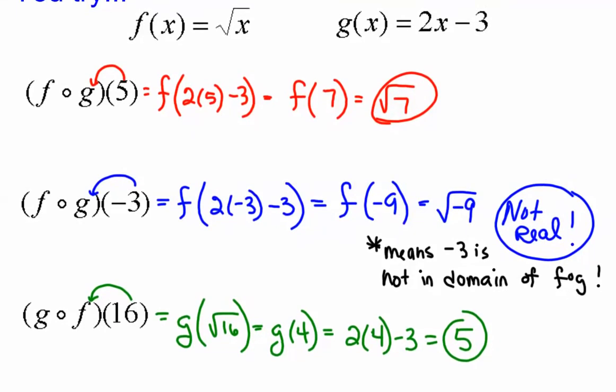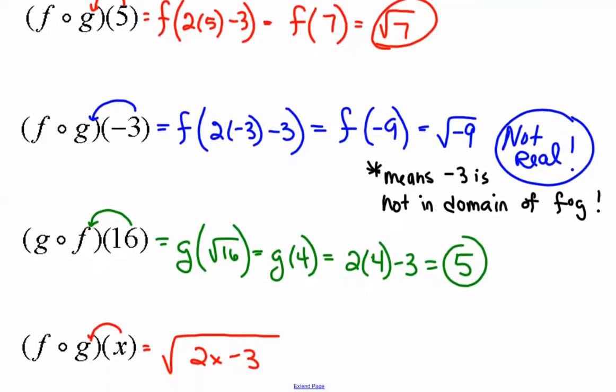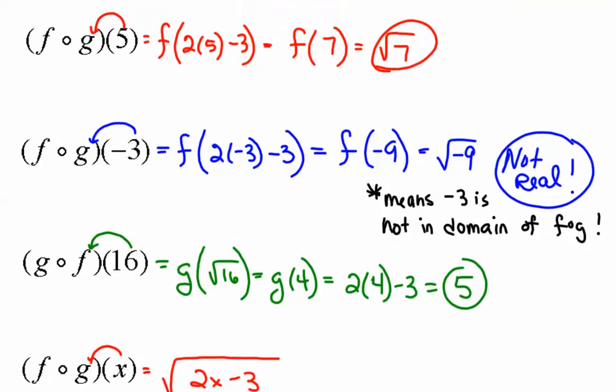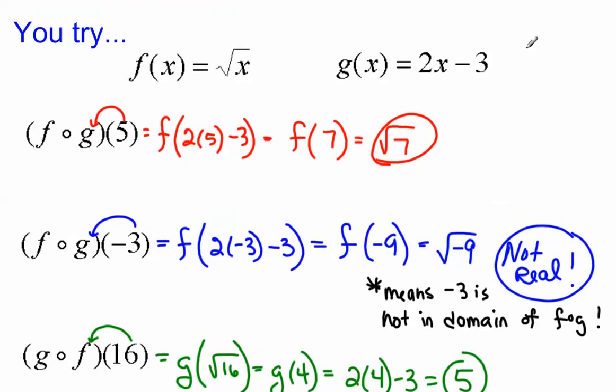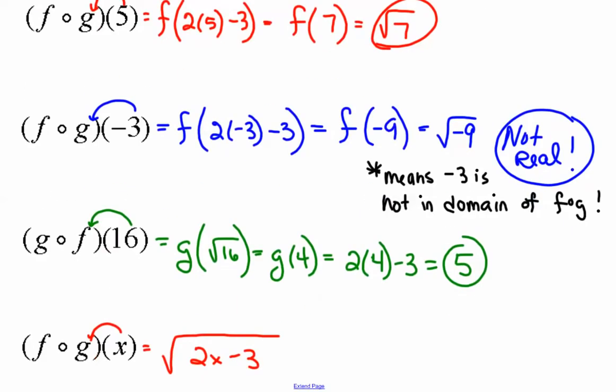I can also do this if I have just straight variables and not numeric values. What's f of g of x? Well, figure out what g of x is. It was the 2x minus 3, right? And then you're going to put it into the f function. So you're going to take this expression for g, and you're going to replace the x here with that g. So we simply get the square root of 2x minus 3.